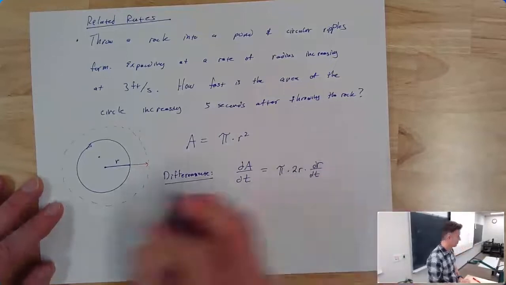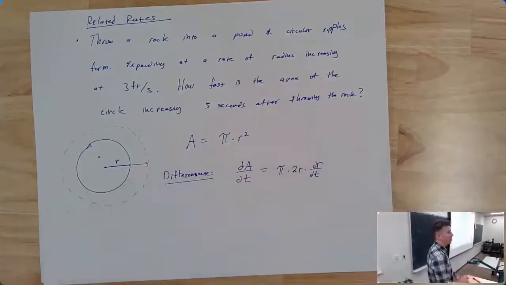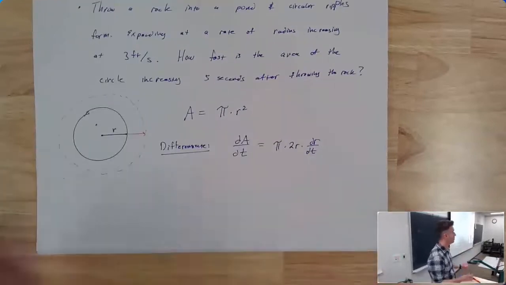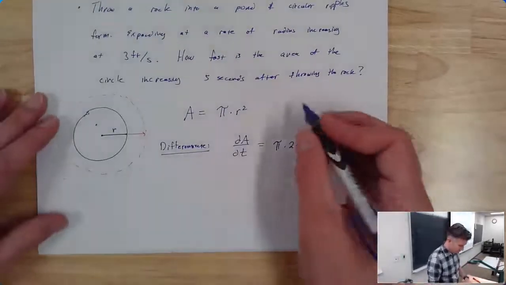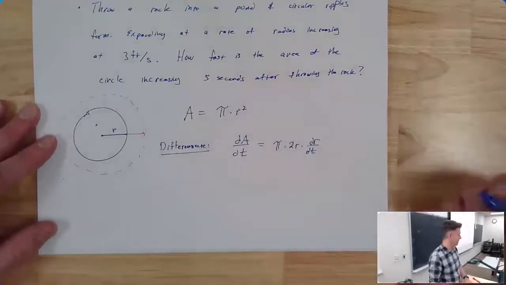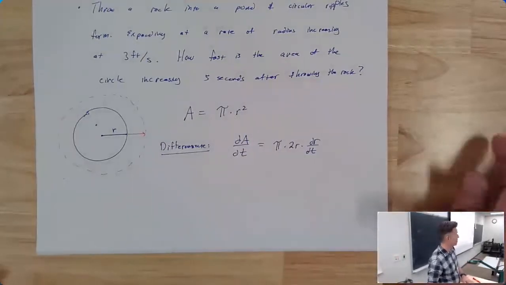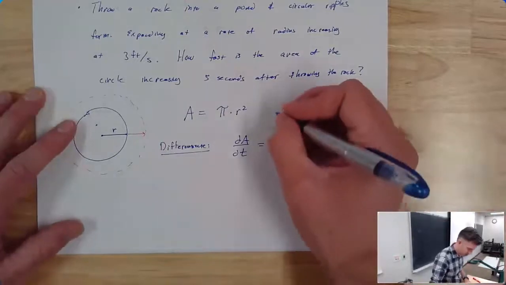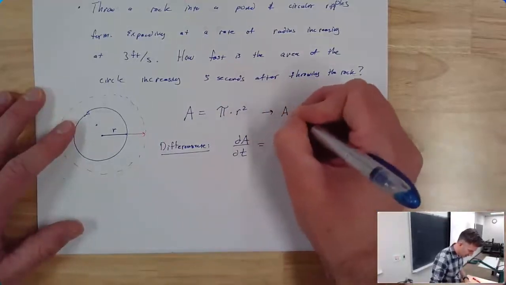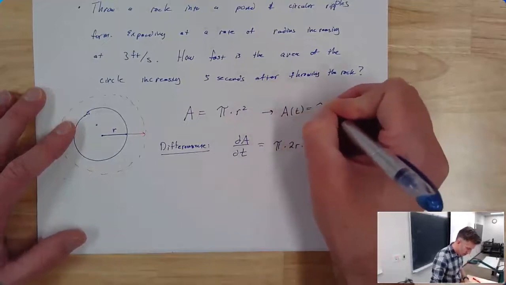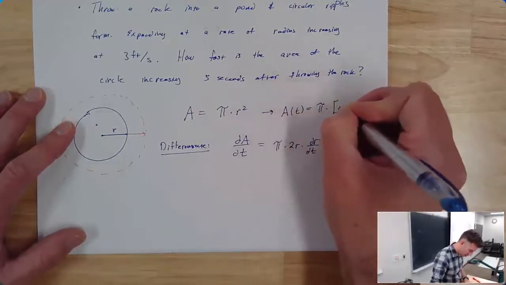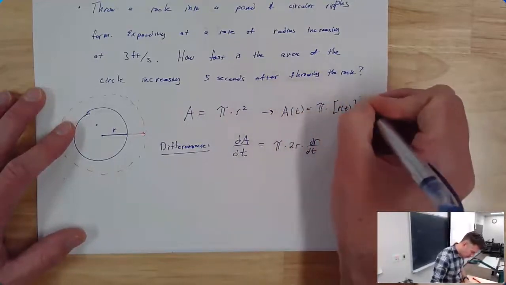Now, there's a way to make this look a little bit more sensible, although we typically don't because it's annoying. We could have said, well, really, James, you're kind of leaving out something important. You're leaving out the fact that both area and radius are functions of time. So you could be more explicit with your notation and say, well, really, you have A of t equal to pi times r of t squared.